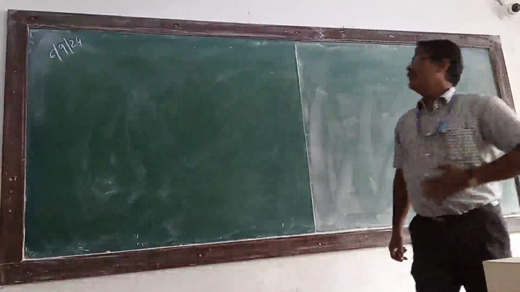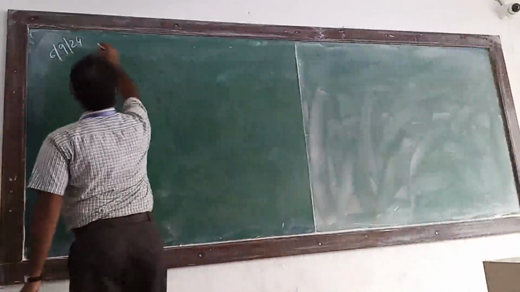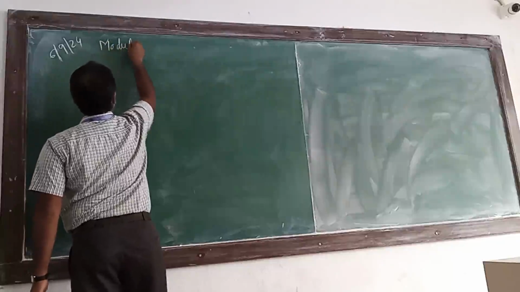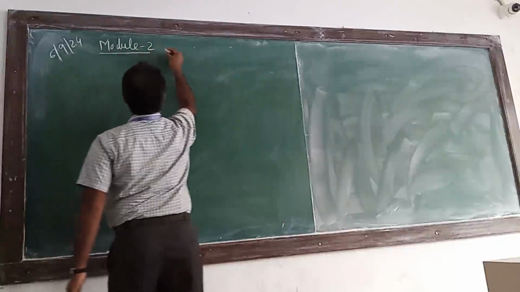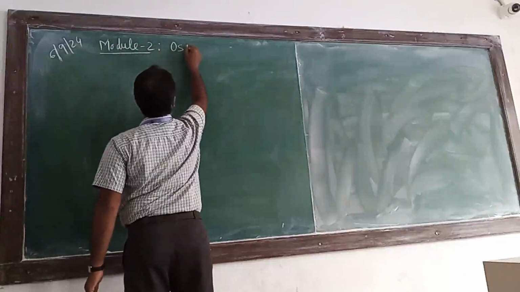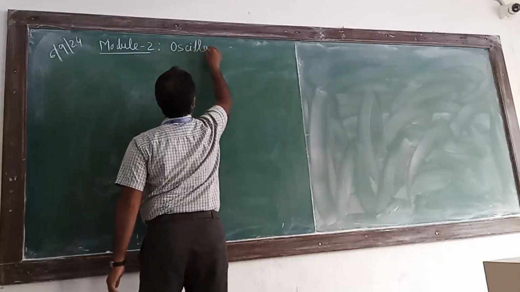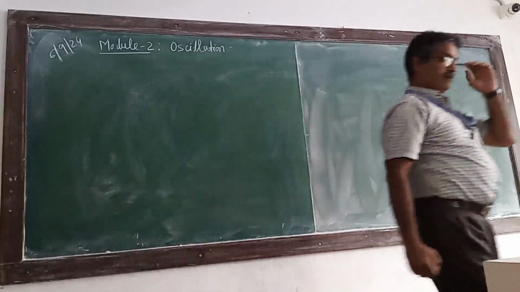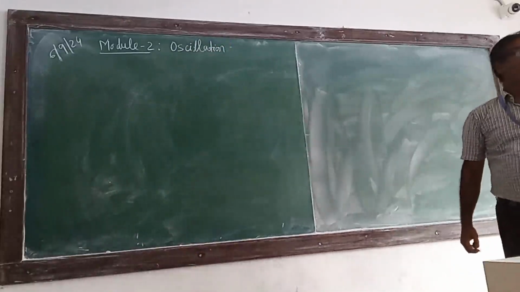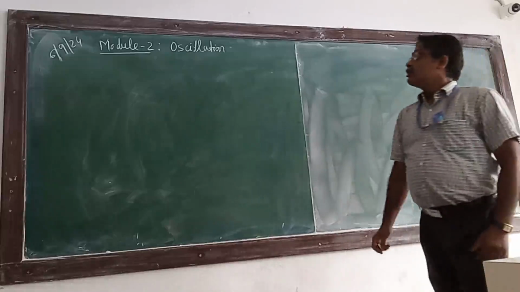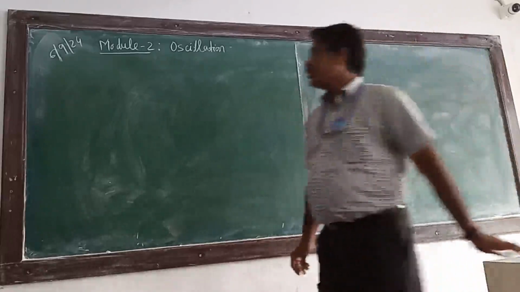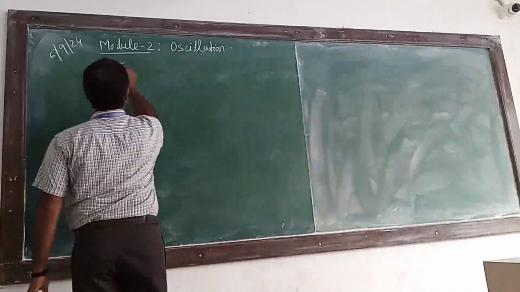So today we'll start module 2. Module 2, that is oscillation. Okay? So in the oscillation, first is the periodic motion. What is periodic motion?